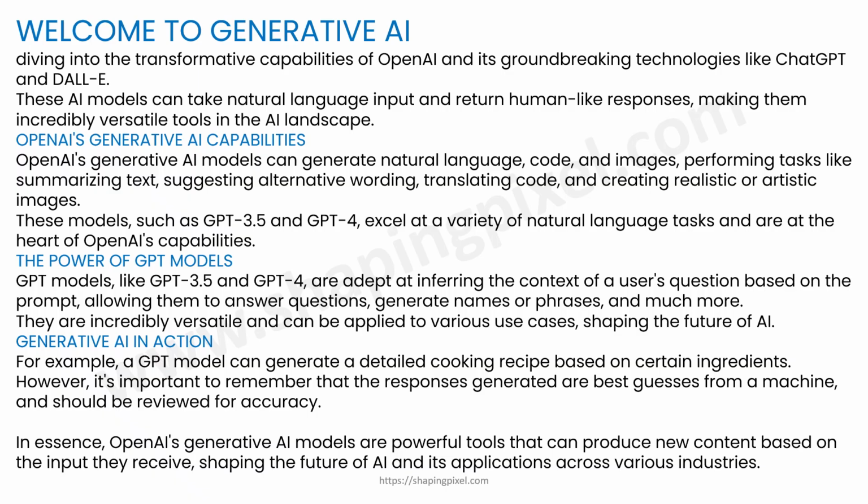For example, a GPT model can generate a detailed cooking recipe based on certain ingredients. However, it's important to remember that the responses generated are best guesses from a machine and should be reviewed for accuracy. In essence, OpenAI's generative AI models are powerful tools that can produce new content based on the input they receive, shaping the future of AI and its applications across various industries.